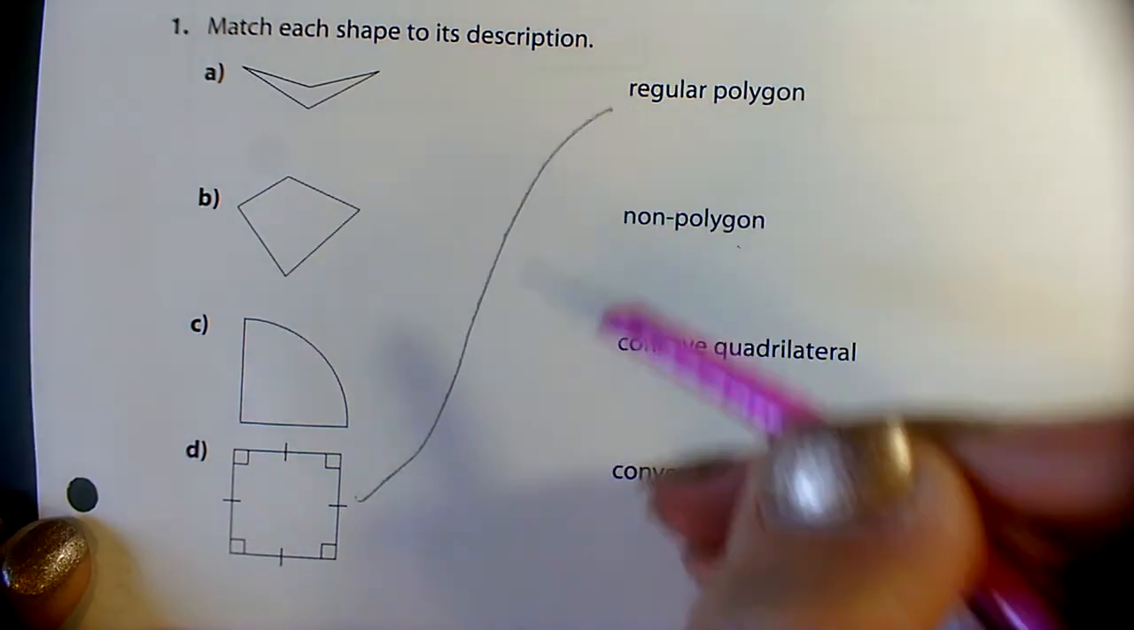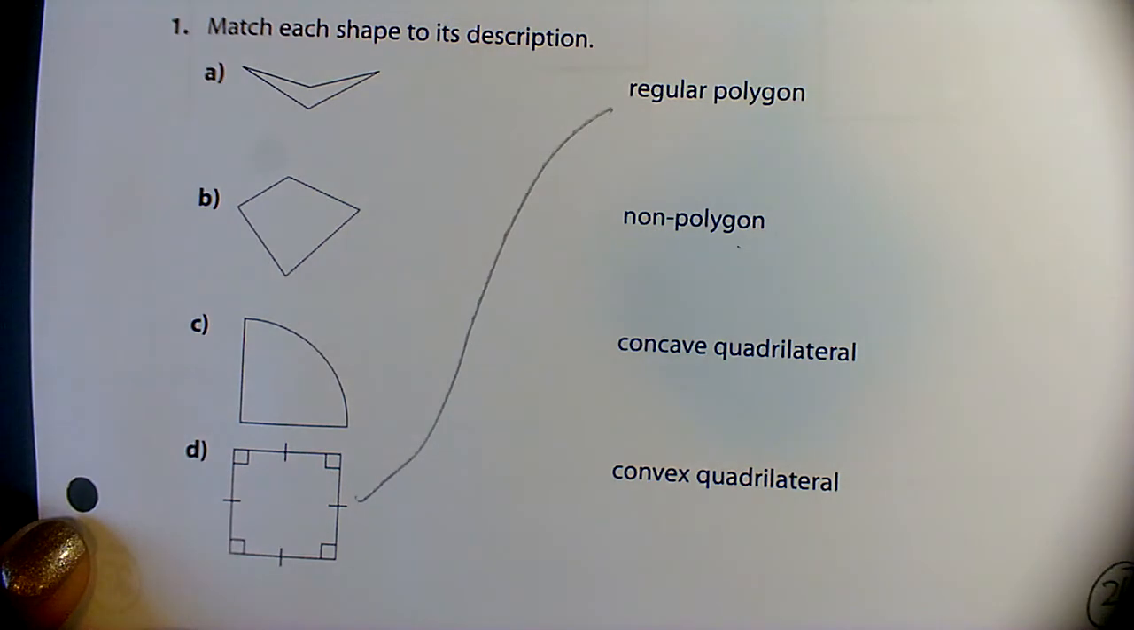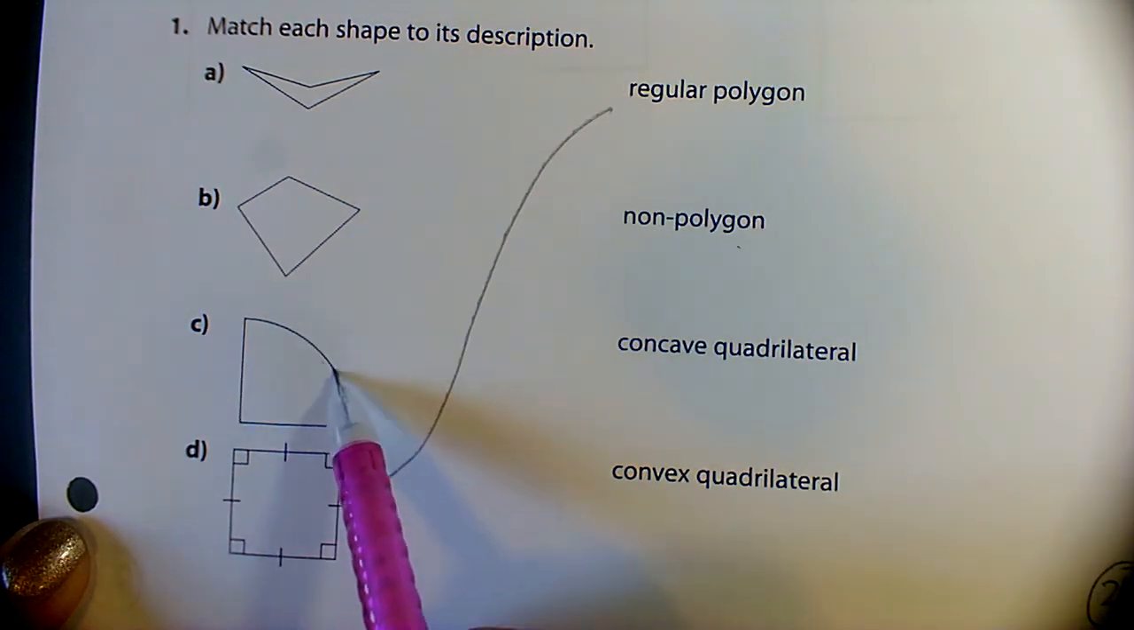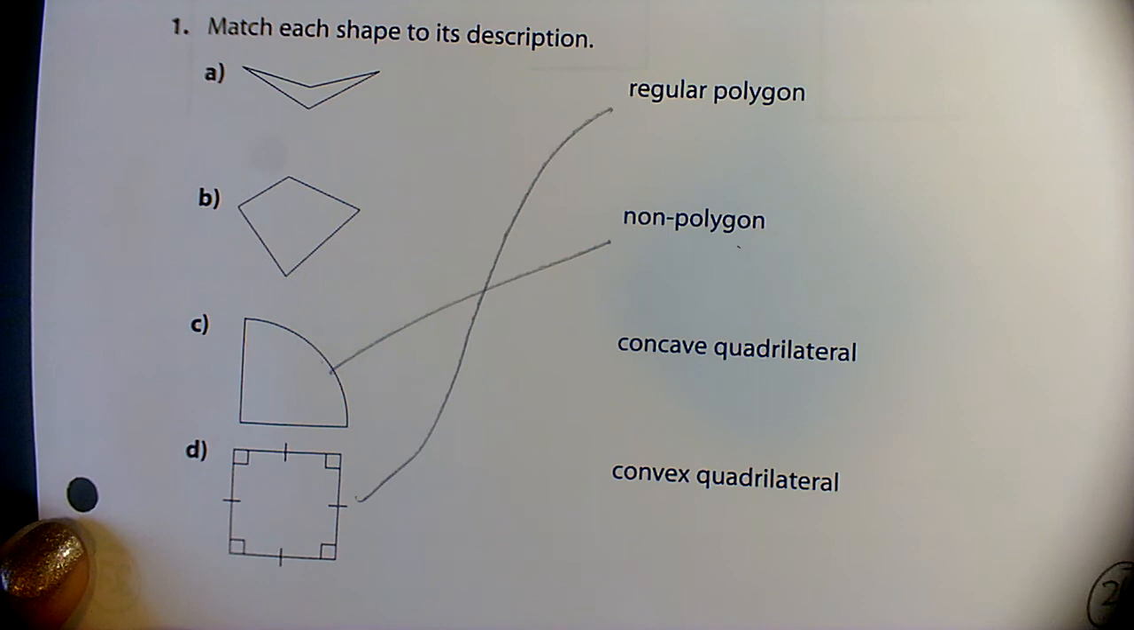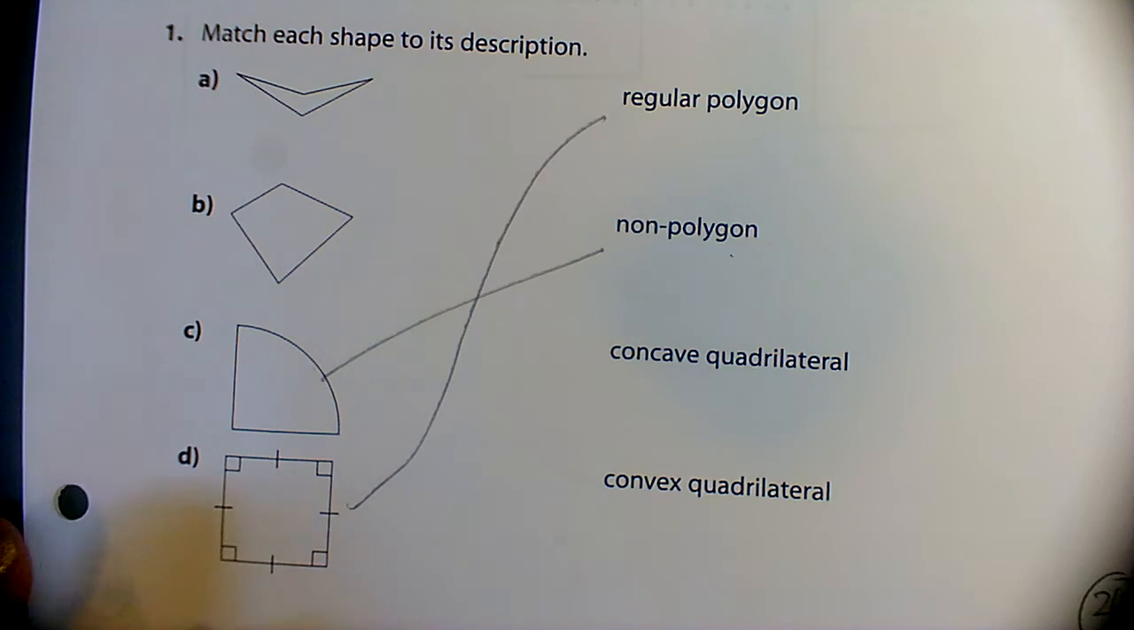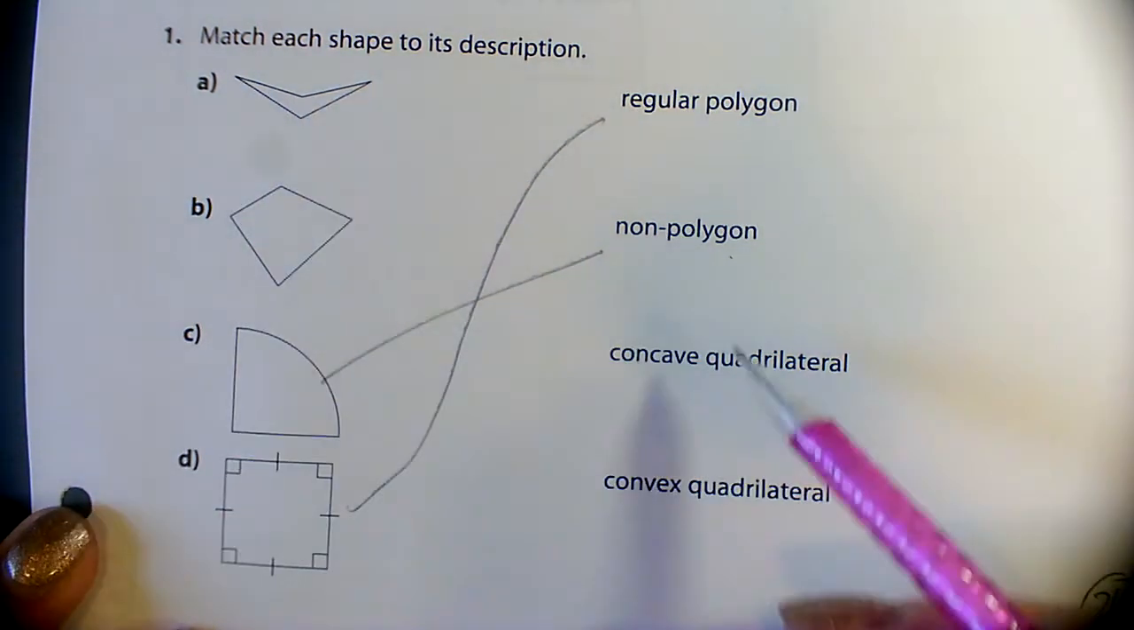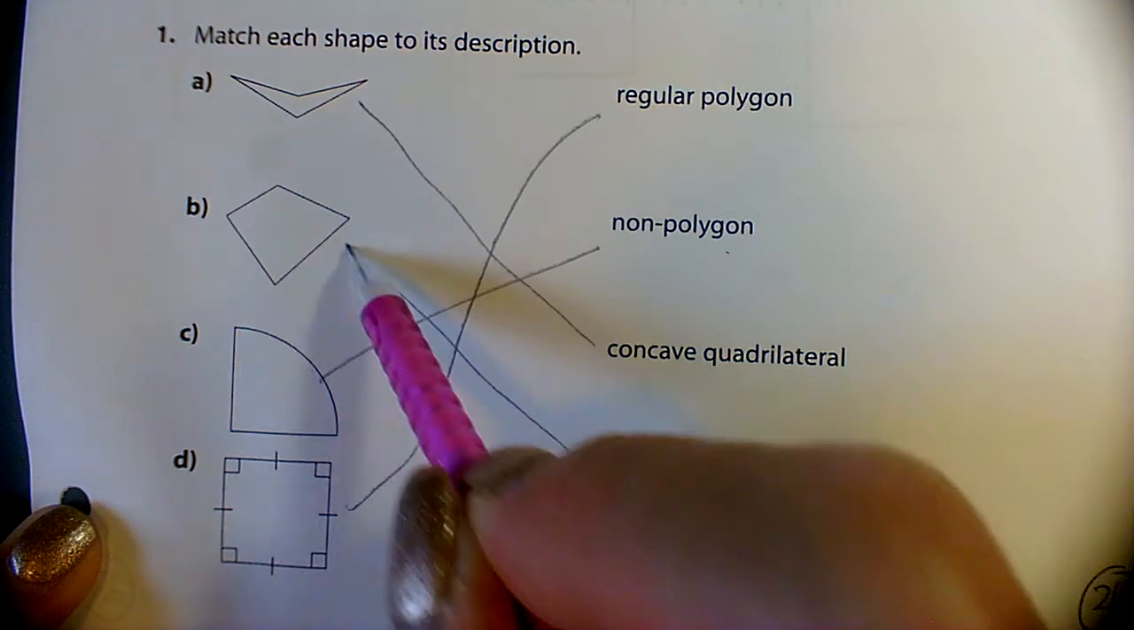I got my regular right there, right? This is my non-polygon. It has this curved line to it. And again, concave means kind of like a cave-in. Right there, convex, right there. All right.